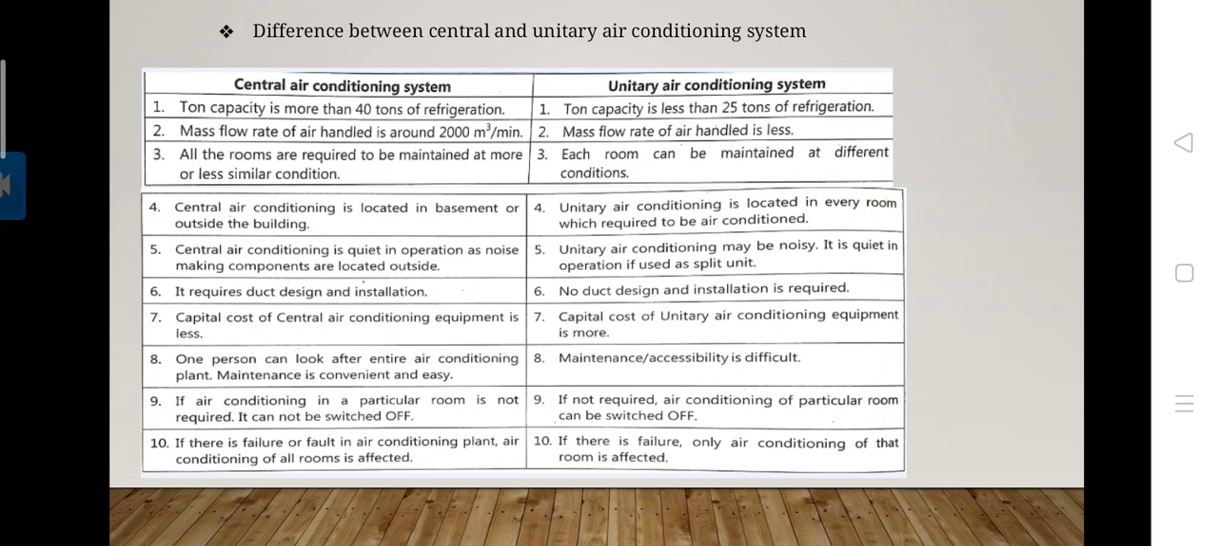Also, if air conditioning in a particular room is not required, it cannot be switched off in central, but in unitary it is possible to switch off the air conditioning of a particular room. If there is a failure or fault in the air conditioning plant, air conditioning of all rooms is affected in a central air conditioning system. But in unitary, if there is a fault, only the air conditioning of that room is affected, not all rooms as in a central air conditioning system.